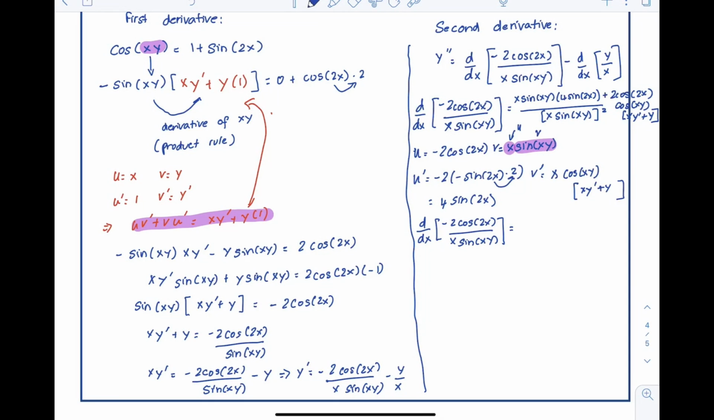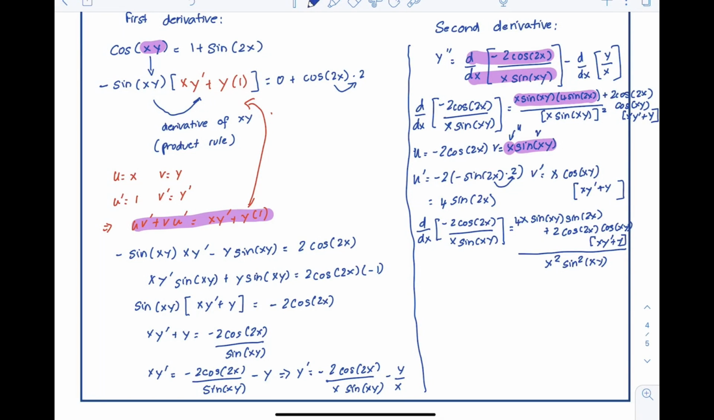This is a good problem for practice when it comes to implicit differentiation. So we have 4 sine 2x, x times sine xy, plus 2 times cosine 2x, cosine xy, multiplied by xy prime plus y, running out of space here, divide the entire thing by x squared sine squared xy. That's just the derivative of the first term, which is right here.